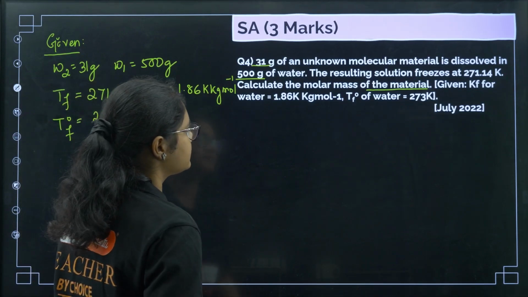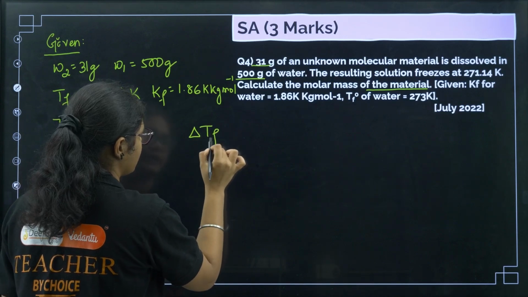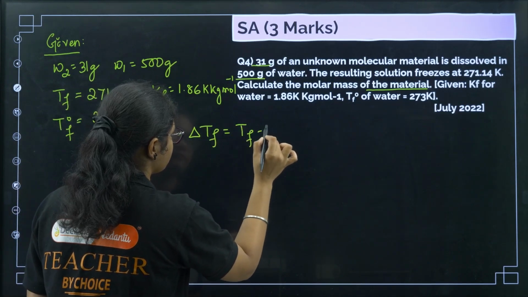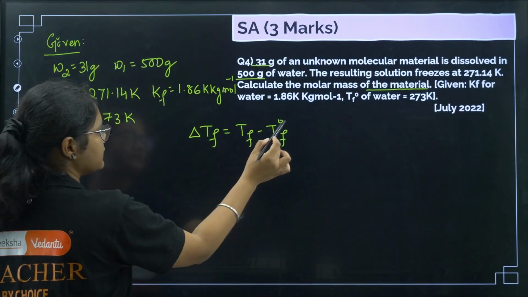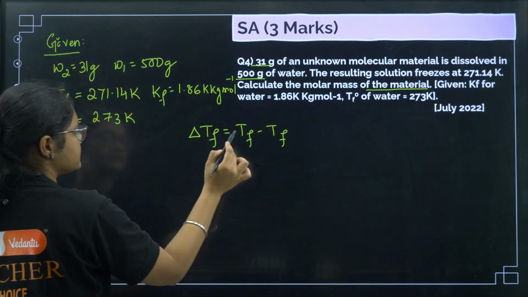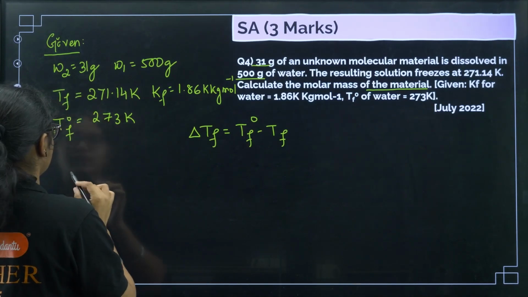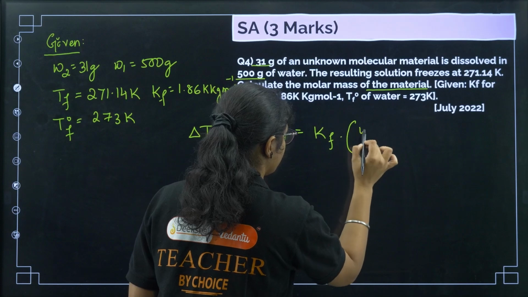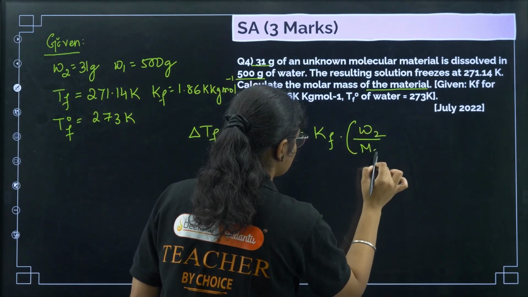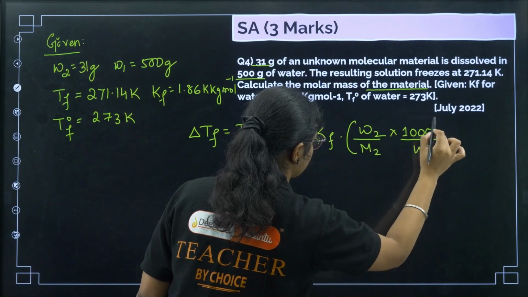Given this, now what is the step to write the formula? Delta TF is equal to T0F minus TF. Sorry, depression in freezing point, right? So the freezing point of the solution will be less than the freezing point of the solvent. So here it is equal to KF into molality, that is W2 by M2 into 1000, by W1.